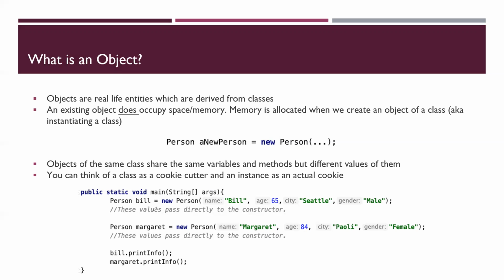Just like here, notice how Bill and Margaret are different people. They have different attributes and they're different people. But they both come from the same class, person. I'm a person and you guys are all people, I think. And yet we might have different attributes, right? Okay.